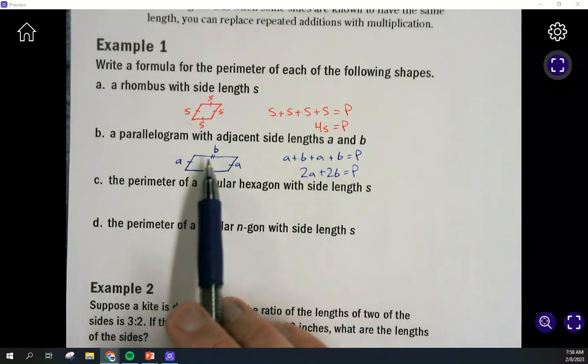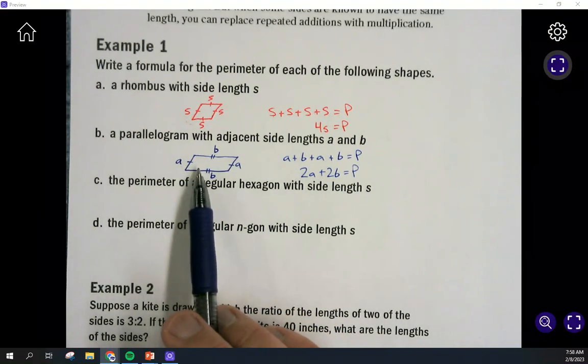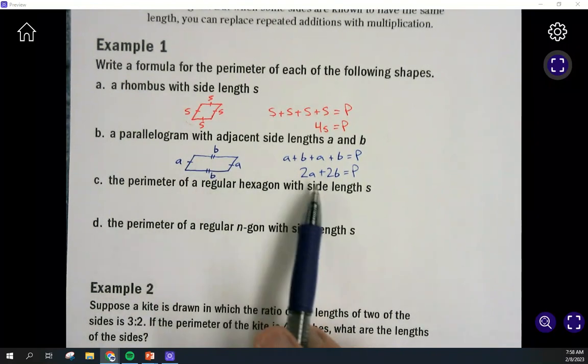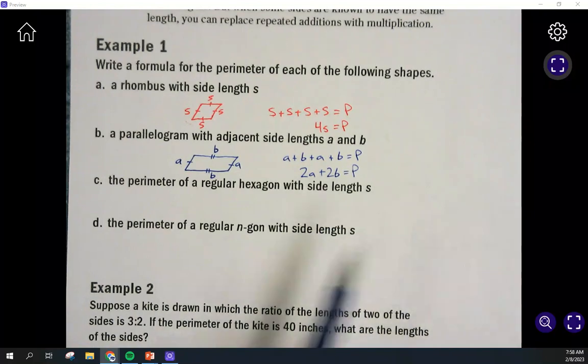We're not multiplying. That's area, length times width, and stuff like that. That's to find out the area on the inside. We're just looking at the distance around the outside. So we are adding. Okay, how about the perimeter of a regular hexagon?